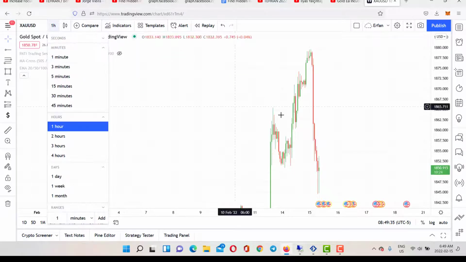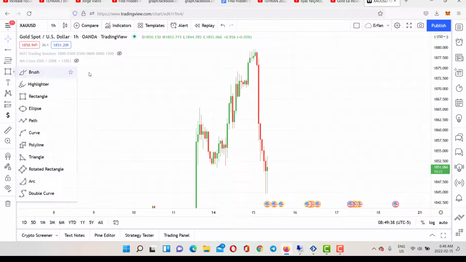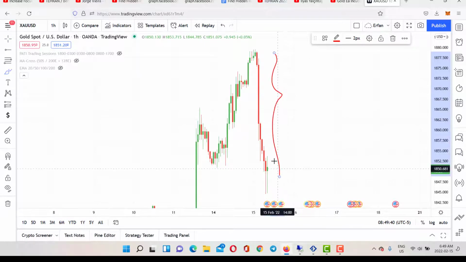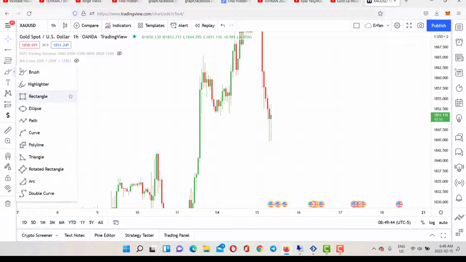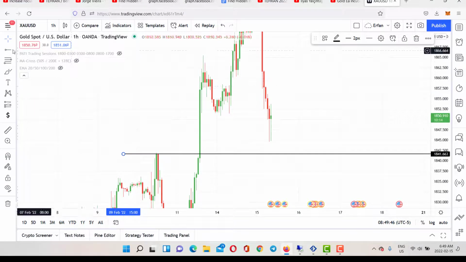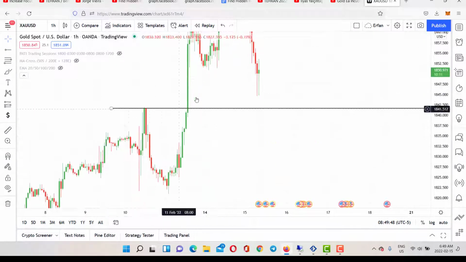So wow, look at this, guys, look at this. US dollar is dropping bad, and look at this here.